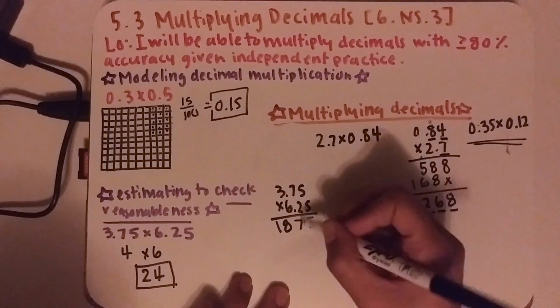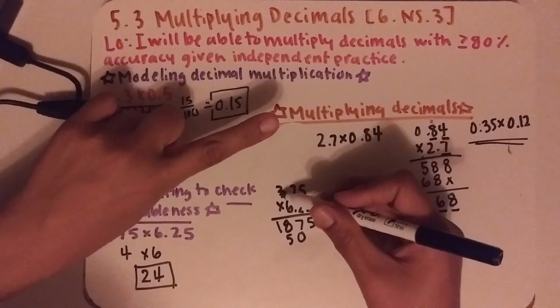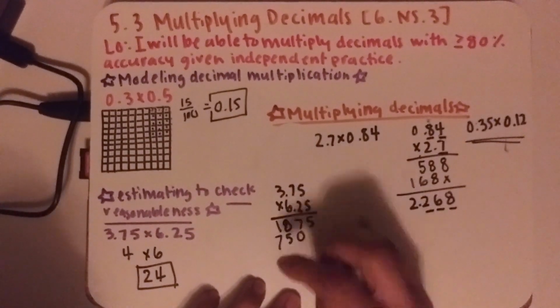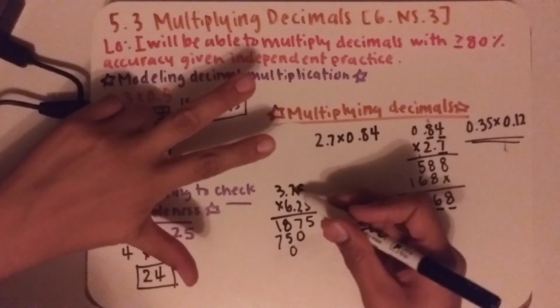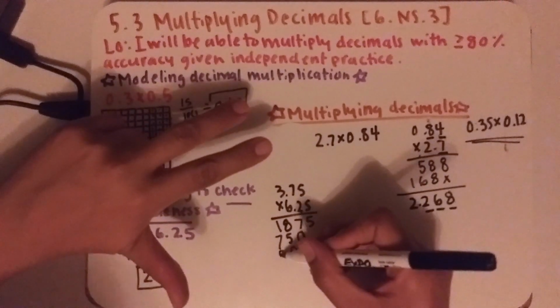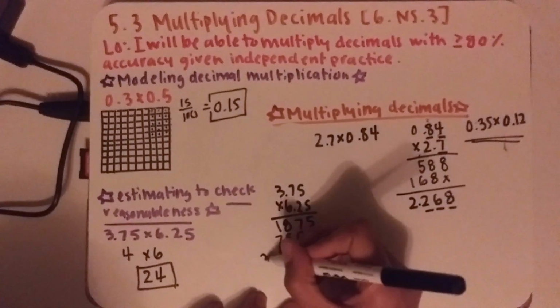So I go 2 times 5 is 10, carry 1 over. 2 times 7 is 14 plus 1, that's 15, carry 1 over. 2 times 3 is 6 plus 1 more, that's 7. And then I take my 6. 6 times 5 is 30, carry 3 over. 6 times 7 is 42, plus 3 is 45, carry 4 over. And then 6 times 3 is 18, plus 4 more, that's 22.